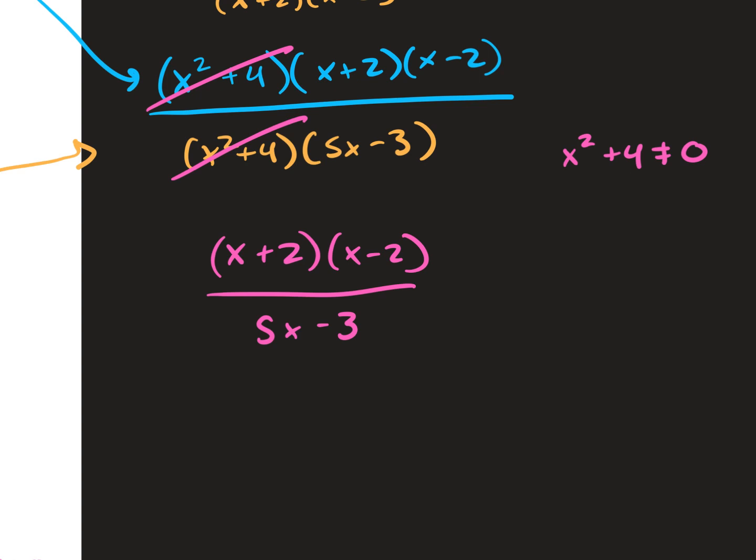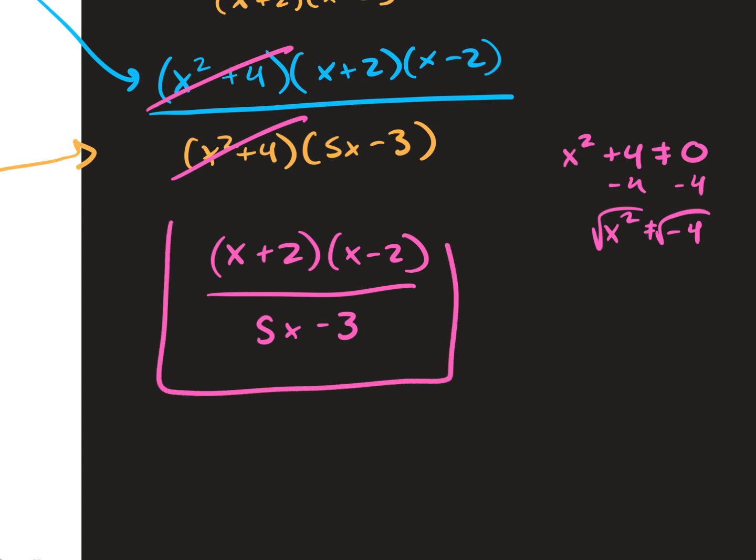So x squared plus 4 does not equal 0. We subtract 4 on both sides. X squared does not equal negative 4. Then what would we do? Square root both sides. Can I take the square root of a negative? No. So this ends up being an imaginary number, so we don't even need to include it because it's not a real number. We just don't put it in our answer.